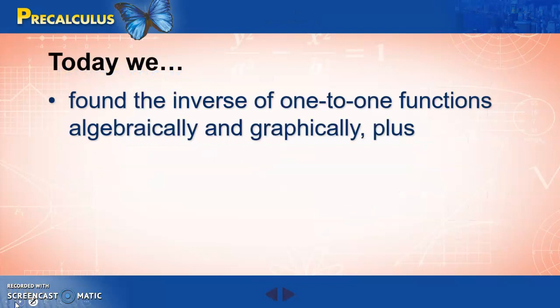All right, so today we found the inverse of one-to-one functions algebraically. We did that by swapping our x and our y and solving for y. We found the inverse of one-to-one functions graphically. We drew the original function, we added our identity function as a line of symmetry, and then again flip-flopped those points over the line of symmetry to sketch our graph.